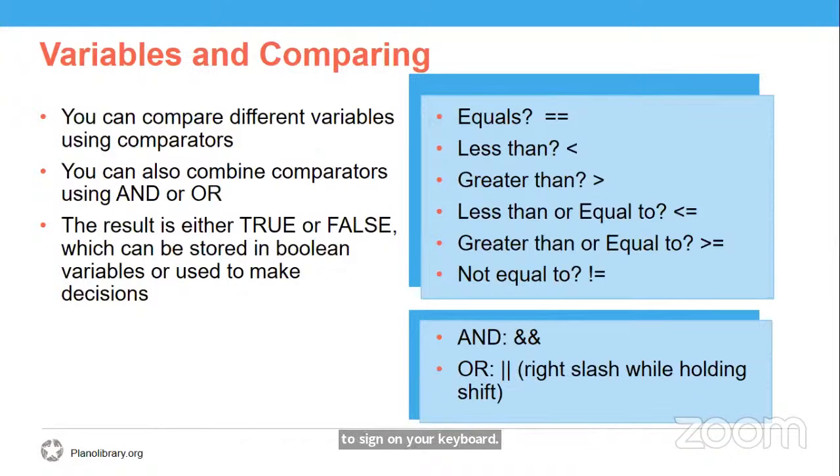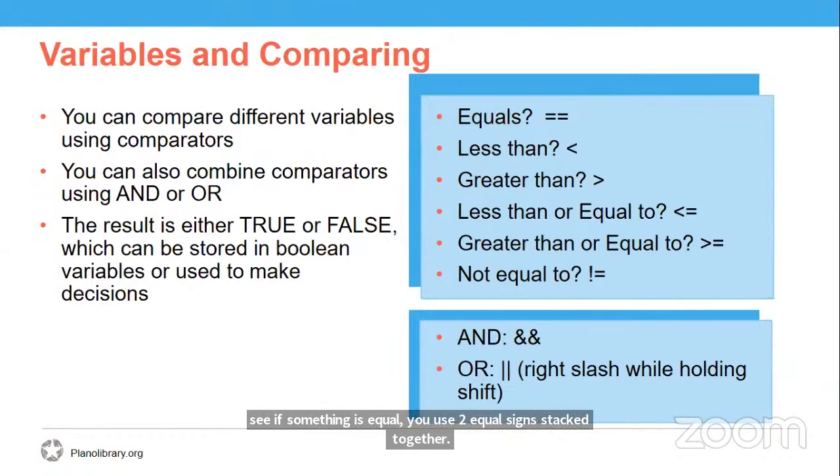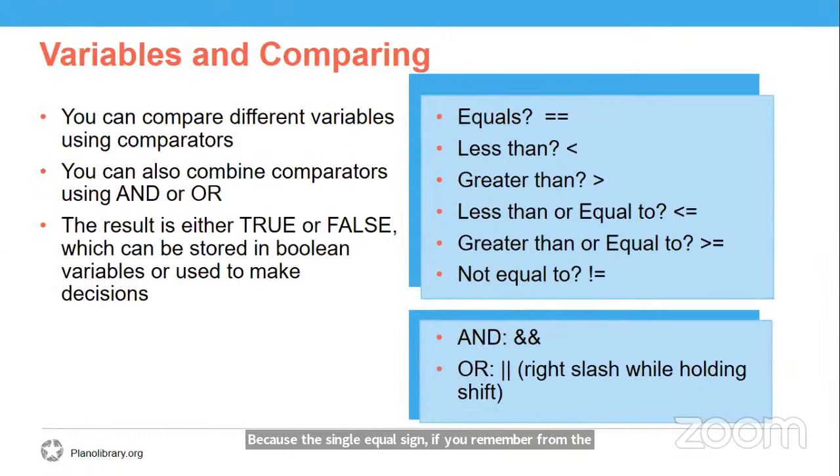Also, you'll notice that if you're checking to see if something is equal, you use 2 equal signs stuck together, because the single equal sign, if you remember from the last slide, assigns the value to that variable. If you were trying to see if a variable is equal to 10, but you only put 1 equal sign, then you set it equal to 10 on accident, and that makes it true all the time.